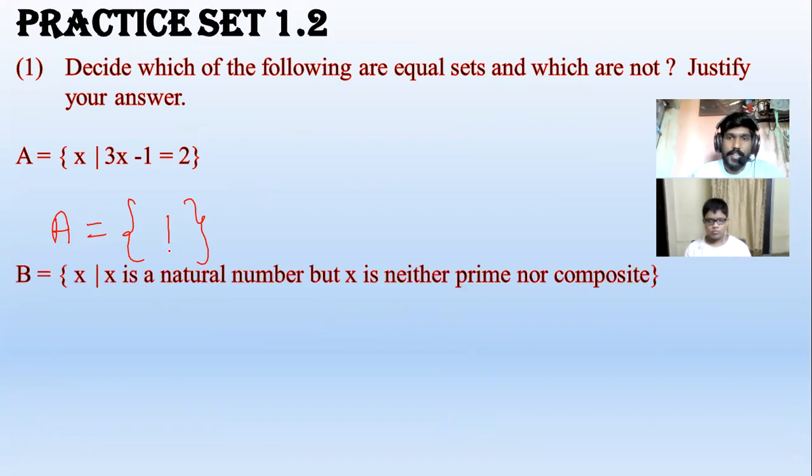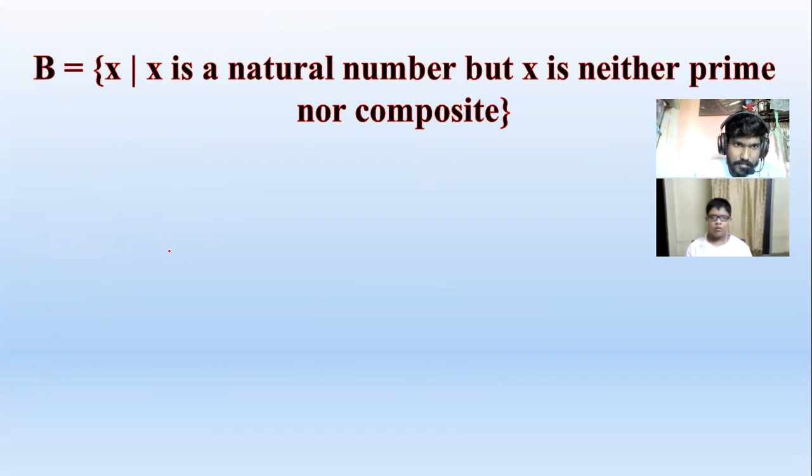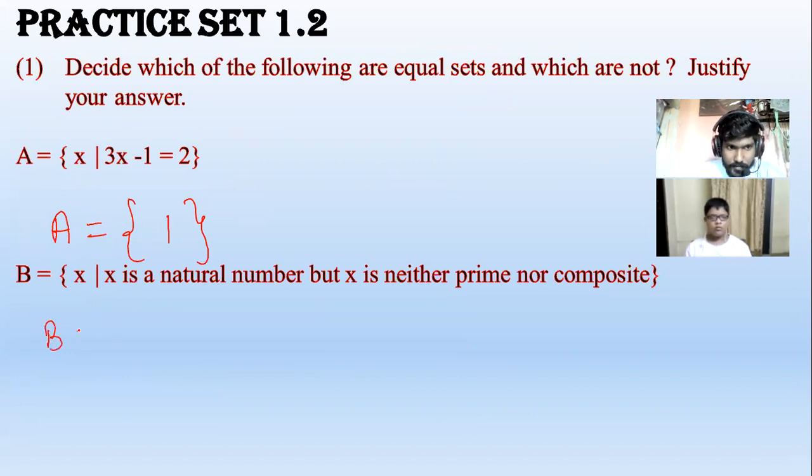Okay. Now B. Can you read B? B is a set of the variable X such that X is a natural number, but X is neither prime nor composite number. So what is the value of X? Neither prime nor composite. One. Any other number? Yeah, it's only one, sir. Only one, correct. So, one is neither a prime nor composite number.